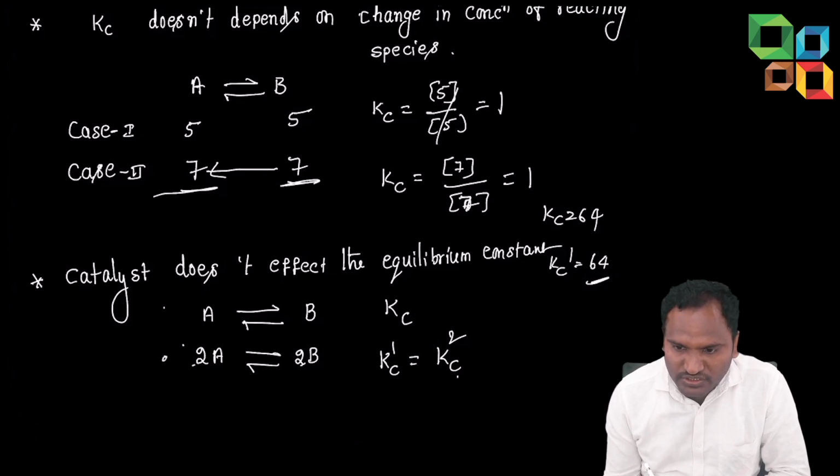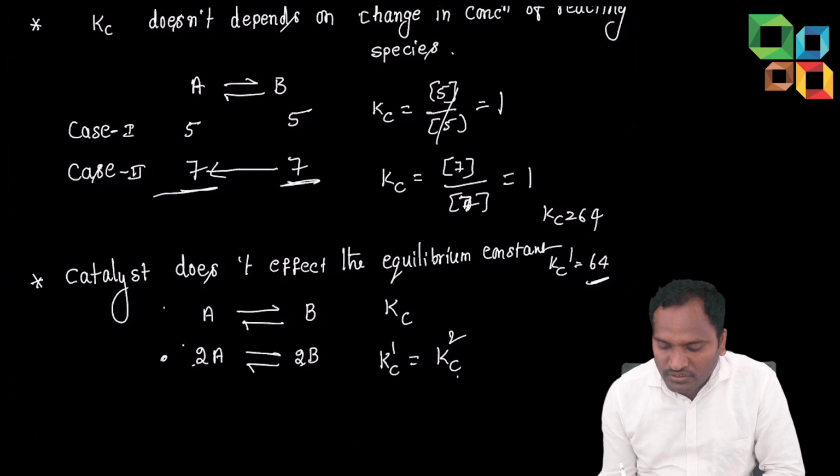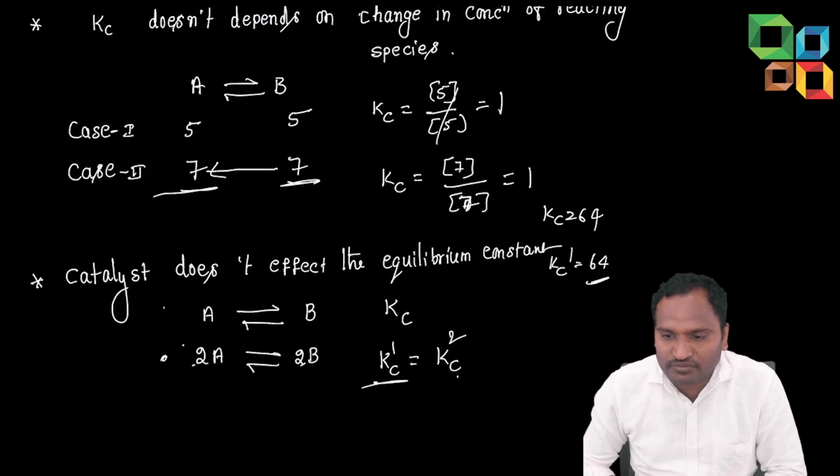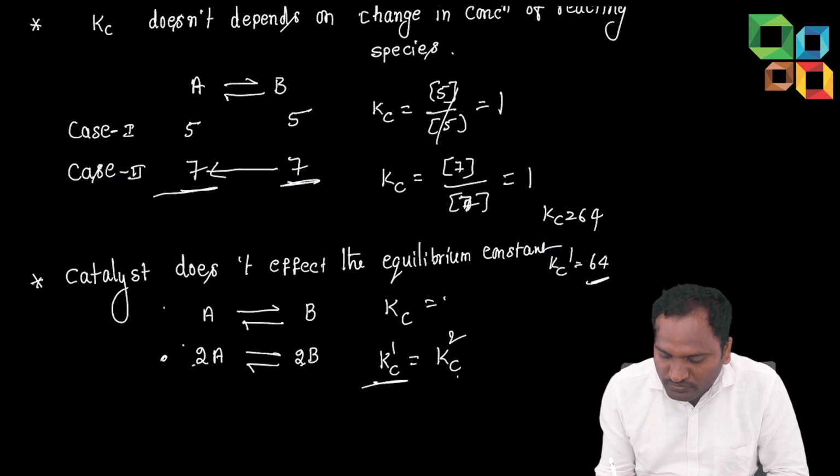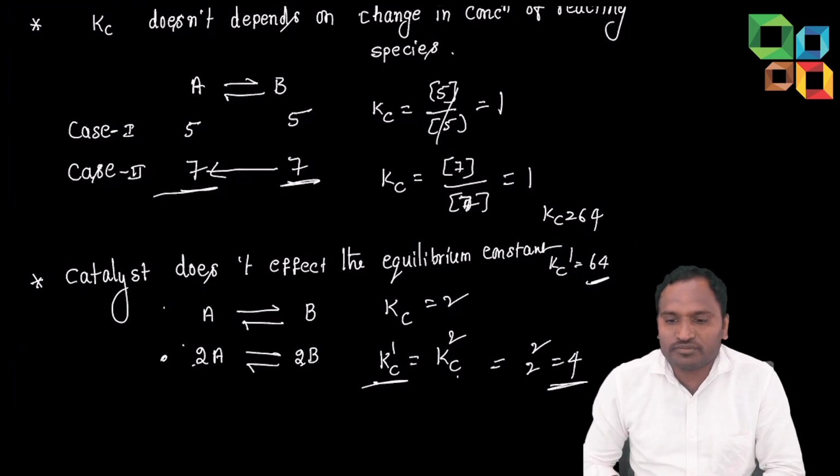This is the first one. This is the new equilibrium. Here Kc I know, Kc dash they are asking. If you know this value 2, to get this Kc dash, you just put 2 power 2. Only so much.